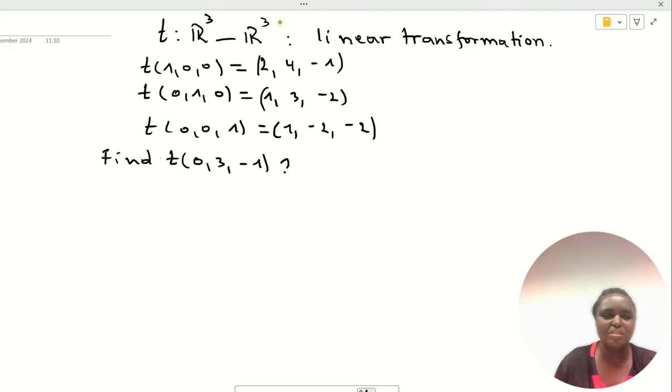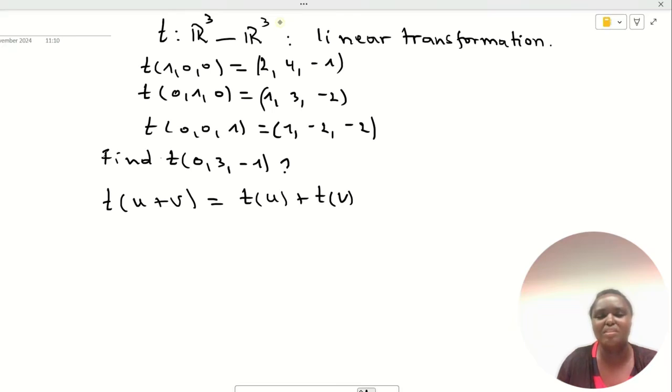It means that T of the sum of two vectors u plus v should be equal to T u plus T v. That's the first row, and this is the first property. This property is called the additivity property.